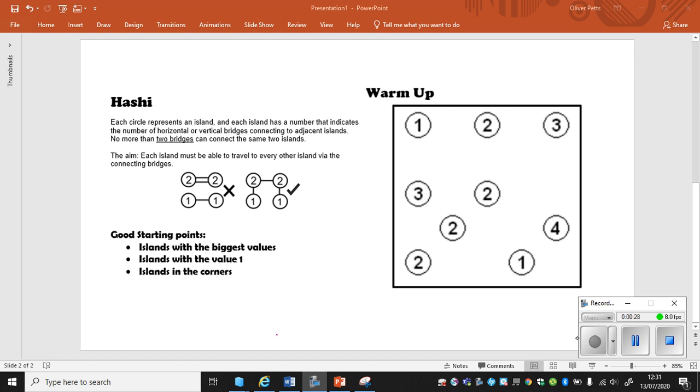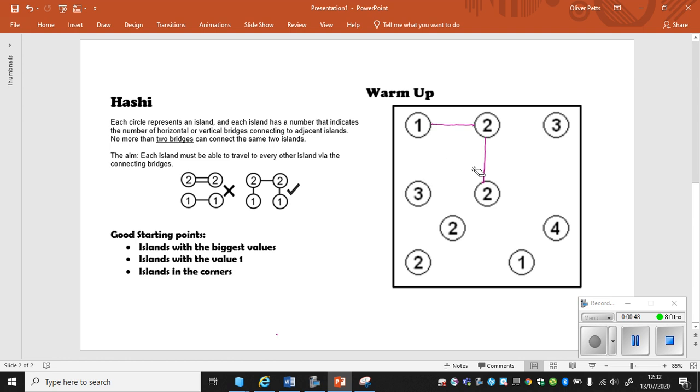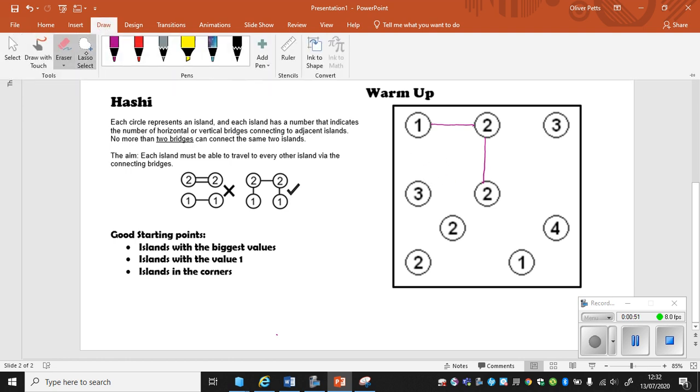So you could have a bridge going from that island to that island. You could have a bridge going from this island to this island. Now, rules about bridges: they have to be either horizontal or vertical. You cannot have a bridge that goes diagonally. That is not allowed. So I'm just going to get rid of that.